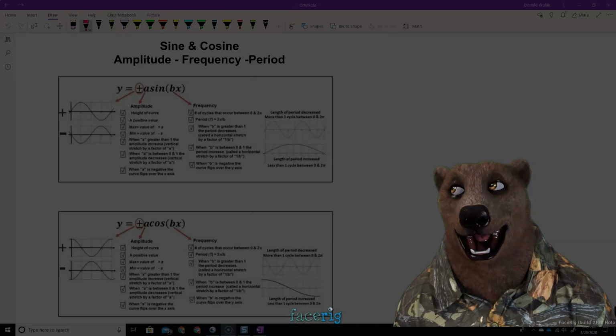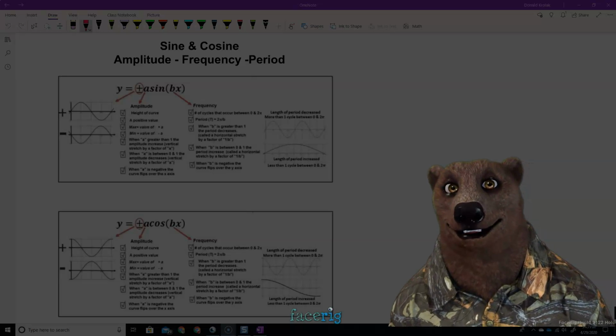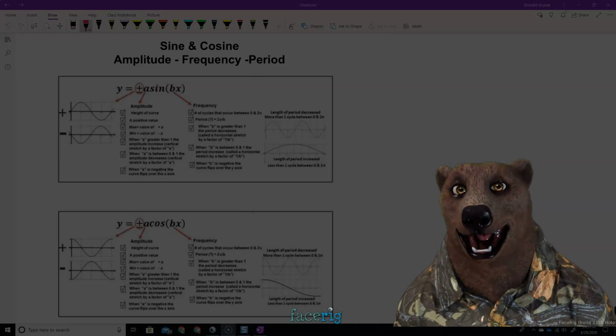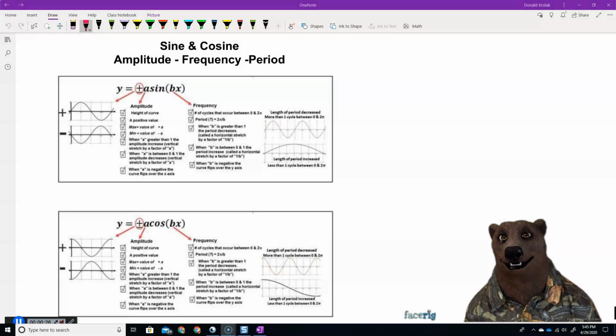So apparently you guys are working on sine and cosine, amplitude, period, frequency, stuff like that. Alrighty, well, let's take a look at what we got here.